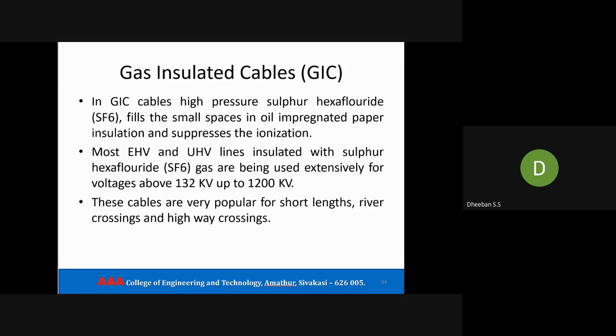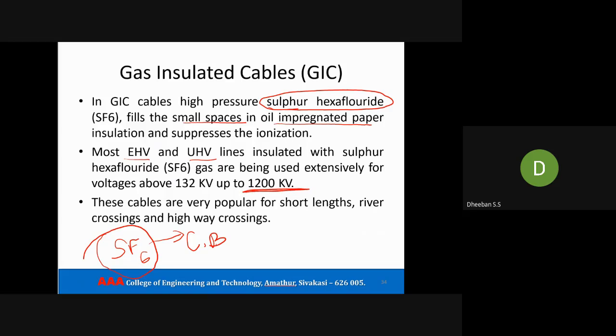So next is the GIC, gas insulated cables. In the previous one we used inert gases, but here we'll specifically make use of SF6. SF6 is a very good protection agent. Regarding this, you'll be studying in a separate subject, protection and switchgear. In circuit breakers, there is a separate circuit breaker called the SF6 circuit breaker. It has a very good insulating property. It is filled in small spaces in oil impregnated paper, and mostly used up to 1000 kV, that is, the extra high voltage or ultra high voltage range.